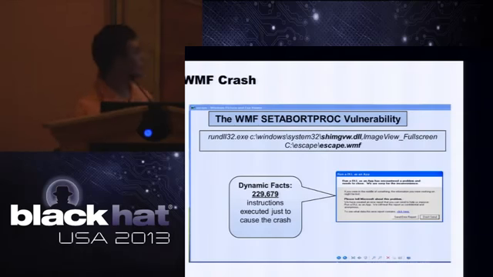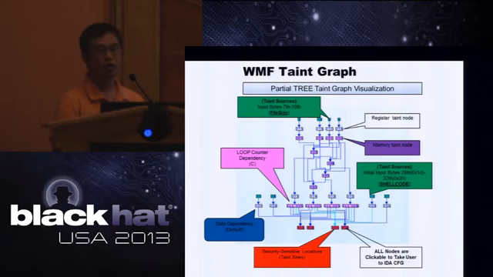The particular command line we use is on the top. An interesting fact that we noted is that between the time the program started reading the file and the time the program crashed, there were 229,000 instructions executed just for the simple scenario. Here is a quick partial telegraph we collected. This is when the program got an exception from an address that is highlighted here, the red one.